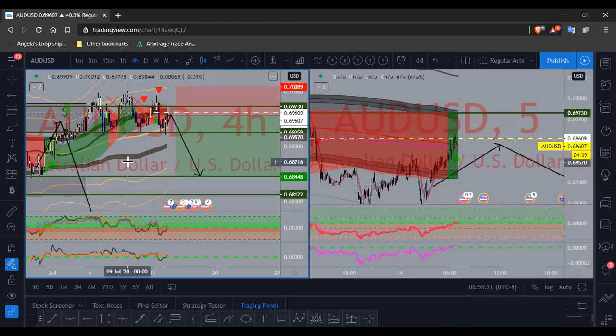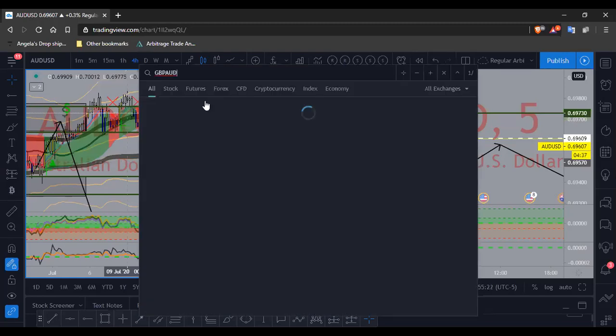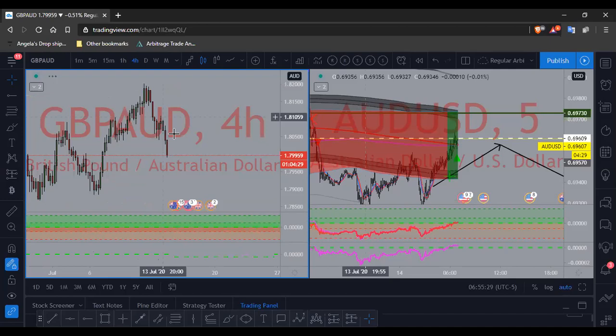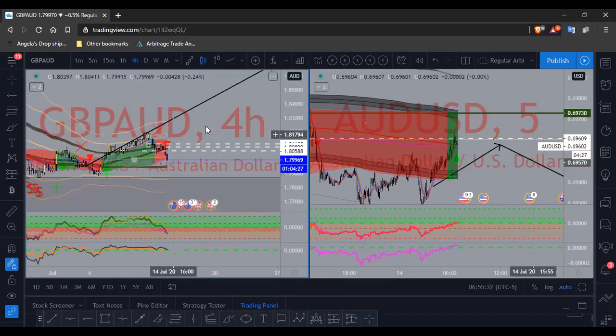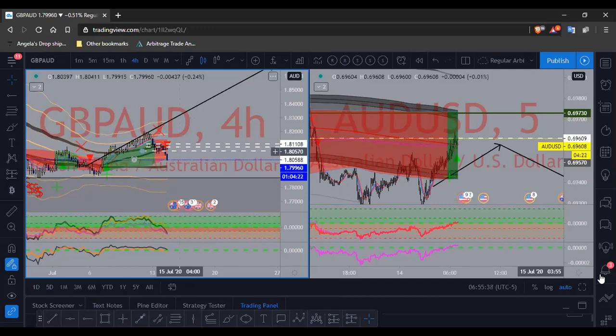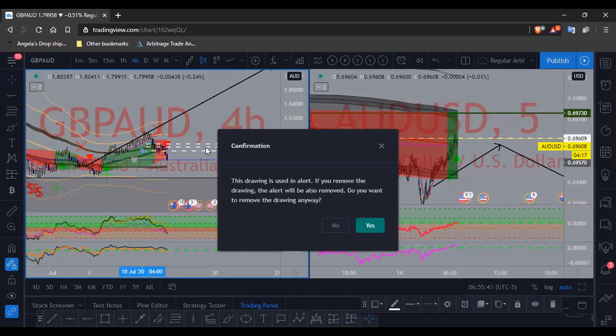Let me look at GBPAUD, because this was a trade that I was in yesterday, but unfortunately stop loss. Well, not even stop loss. Price had just broken through this RSI line that I was talking about. So I'm like, okay, well, since it broke it, I'm out of the trade.